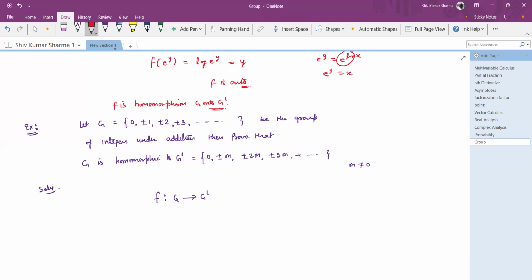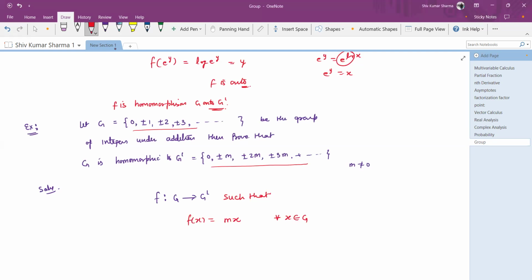The function we can write down as f(x) is equal to mx. In G dash, what is being multiplied? It is multiplied by m. So we replace x with plus minus 1, that can be converted to plus minus m. That means we multiply plus minus 1 by m, plus minus 2 gives plus minus 2m. So function f(x) is equal to mx, where x belongs to G.